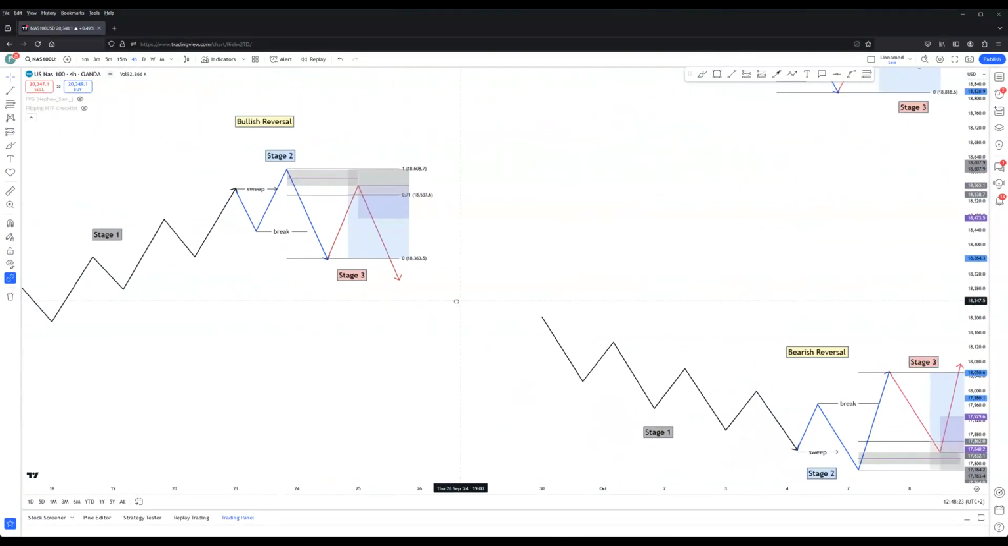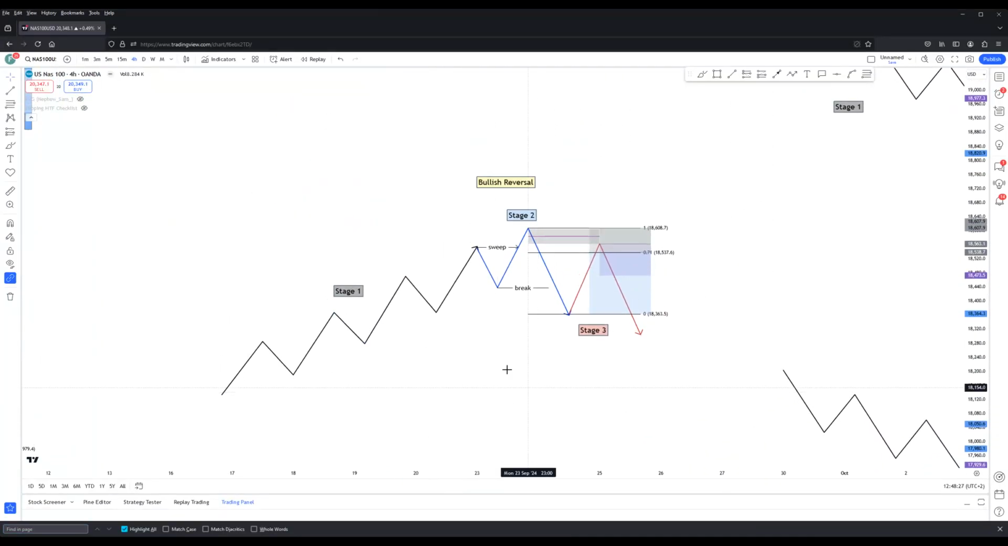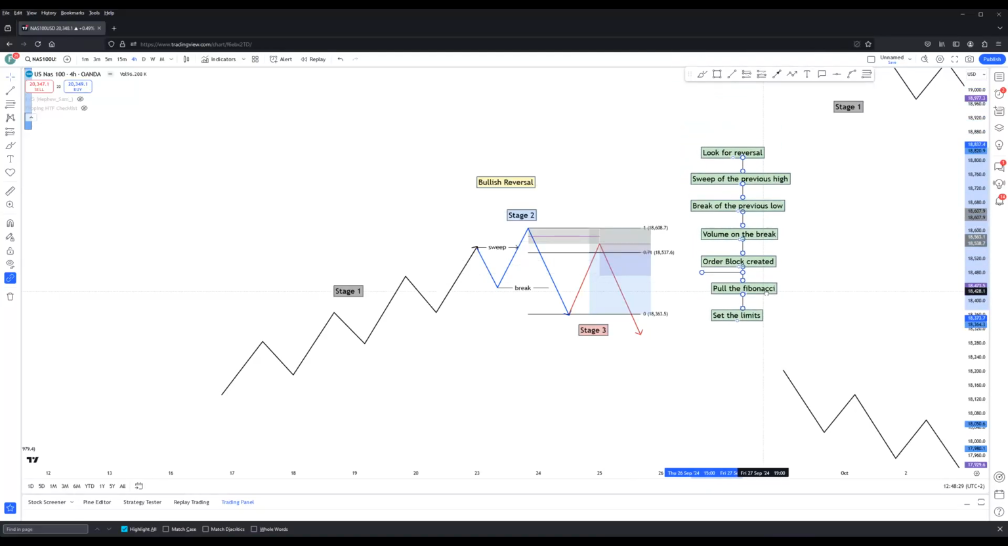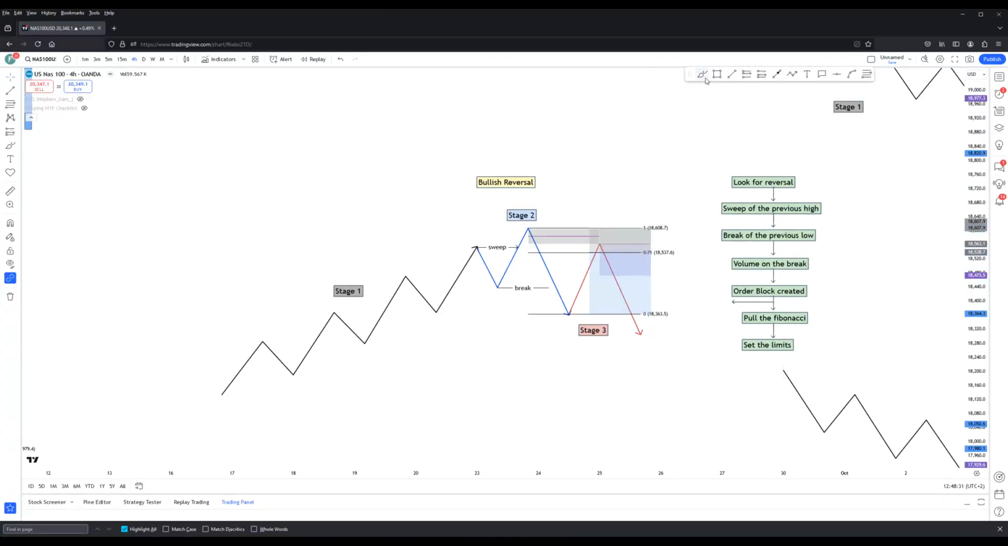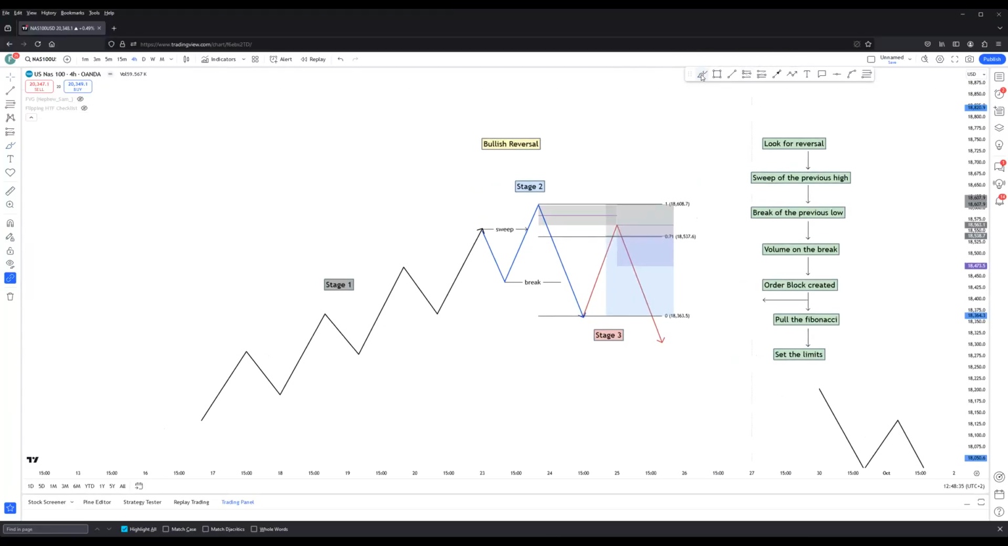So here is the bullish reversal. Let me just copy and paste the criteria. Here they are. So we are looking for the reversal, right? What do we mean by reversal? Price is moving in a bullish trend, breaking structure to the upside over and over again, creating a series of new higher highs, higher lows, higher high, higher low, higher high, higher low. Okay, we got this.